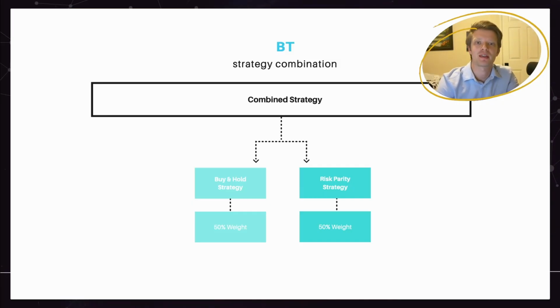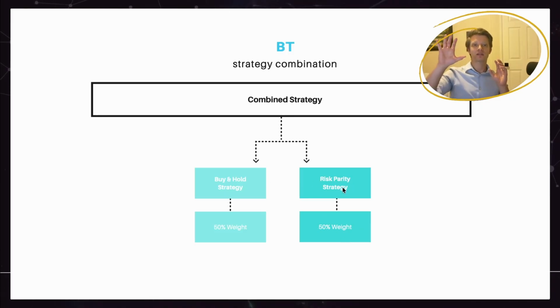The last strategy that we're going to look into is the combined strategy of our buy and hold and our risk parity. So we basically want to keep the upside of our buy and hold, but we want to minimize the overall volatility by mixing in our risk parity strategy. You can see that we want to basically 50-50 weight the buy and hold strategy and the risk parity strategy.